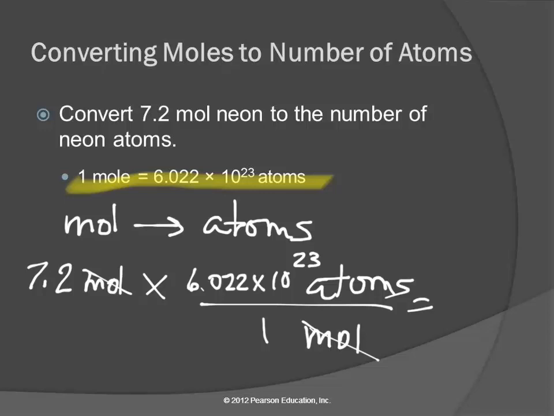And I didn't really leave myself very much room there. I'm going to write it down below. So this number should have 2 significant figures because our initial number was 7.2. So I'm going to round this to 4.3 times 10 to the 24 atoms.